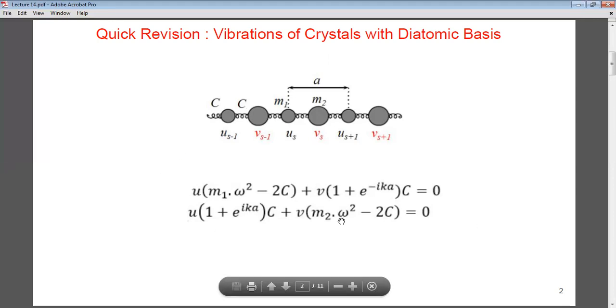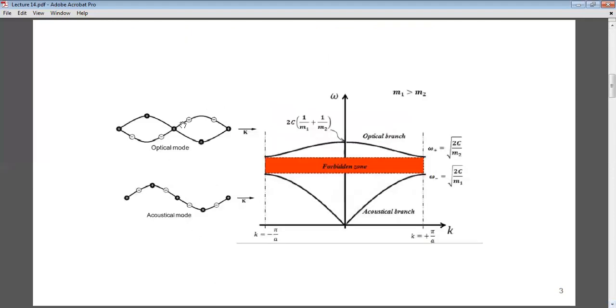And in order to get omega as a function of k, we said that we have to take the determinant of these two equations. And we found that there will be two solutions. One, we called omega plus, and the other, we called omega minus. The first one is the optical branch, that is the optical mode. In this mode, the atoms vibrate against each other, okay? But their center of mass is fixed.